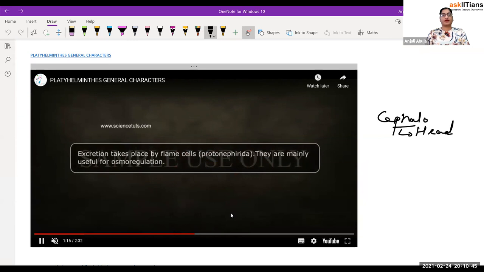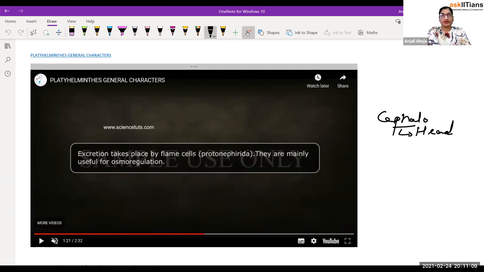Respiratory and circulatory systems are absent. Excretion happens by a special type of cells known as flame cells. Guys, at a certain point you will feel like this is too much information, but that's fine. Excretion and respiration, even if you don't learn these, that's totally fine. But excretion you will be learning in your 10th class in the life process chapter, where you'll be learning about all the body systems.